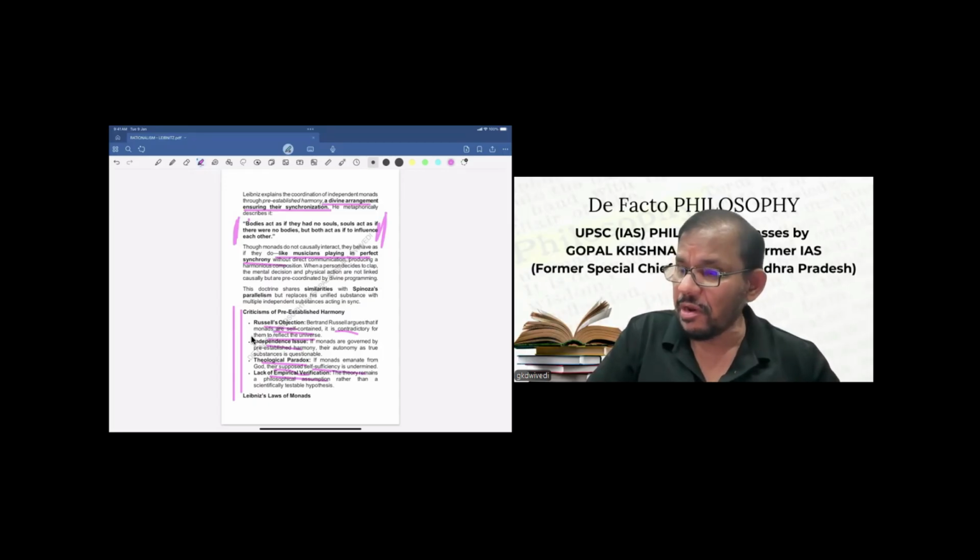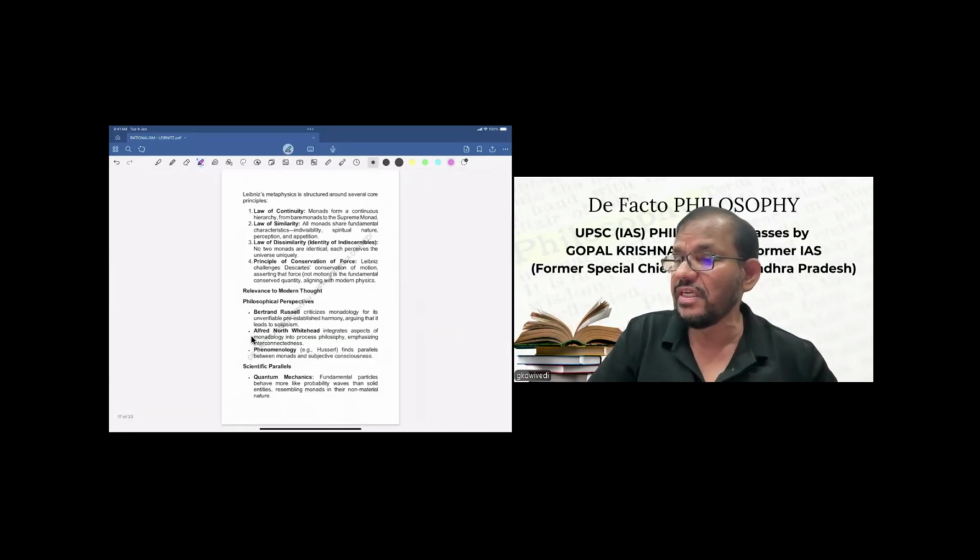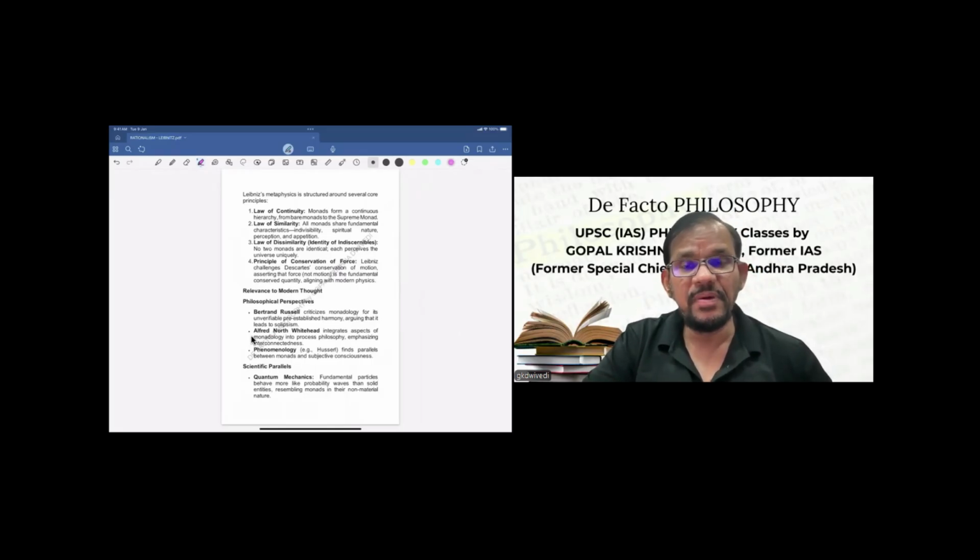Now, Leibniz's laws of monads. What are Leibniz's laws of monads? He has given various laws of monads. Law of continuity: monads form a continuous hierarchy from bare monads to the supreme monad. Then law of similarity: all monads share fundamental characteristics: indivisibility, spiritual nature, perception, and appreciation. Law of dissimilarity, or identity of indiscernibles: no two monads are identical.